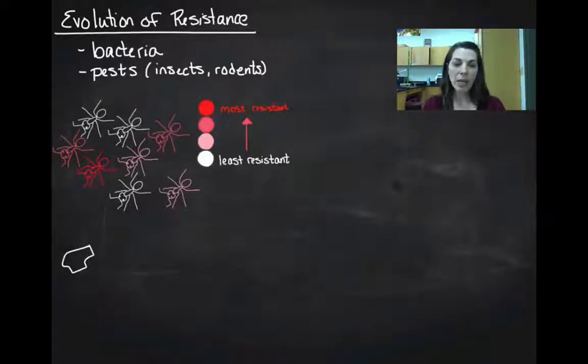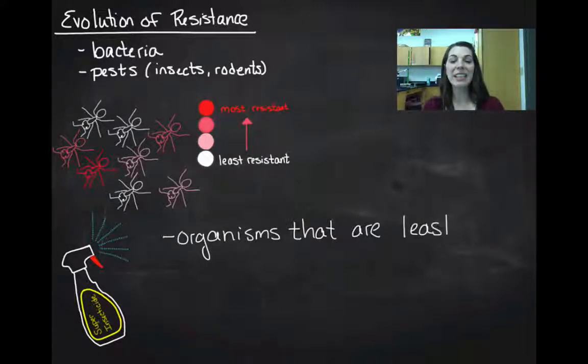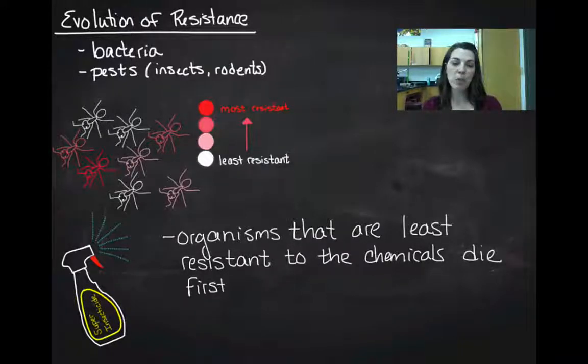So when you have an insecticide and you use it to spray your pest species, I have super insecticide here, and I'm going to spray that on my ants. What will happen is the organisms that are the least resistant will die first. So whichever ones are the least resistant to those chemicals are going to die first. So that's going to be the white ones, right? Now, those light pink ones might not be resistant enough to survive, so they're going to die off also in our example. And that's going to leave the organisms that are the darker pink and the red.